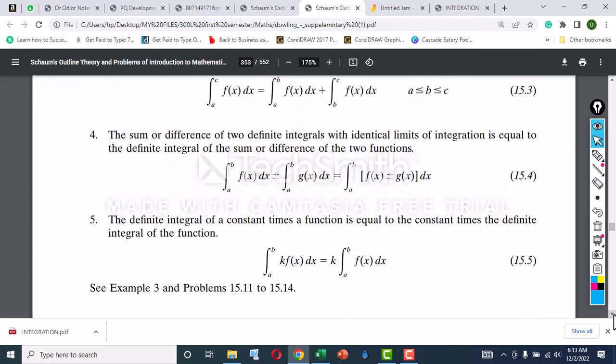Another property is when you have the sum or the difference of 2 definite integrals with identical limits, the same upper limit and the same lower limit. It is equal to the definite integral of the sum or difference of the 2 functions. Yes, that's actually very logical. You have 2 integrals with the same limit.